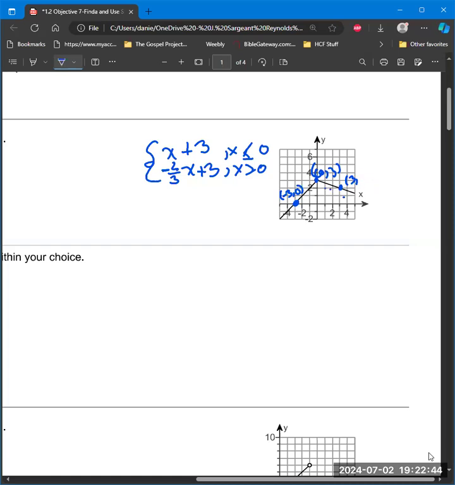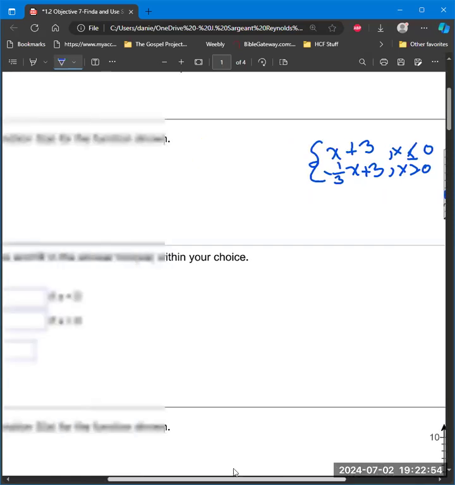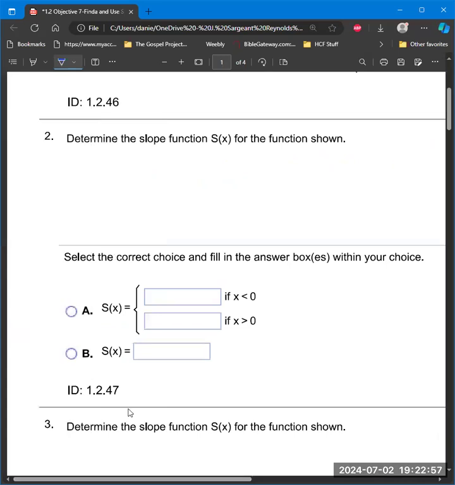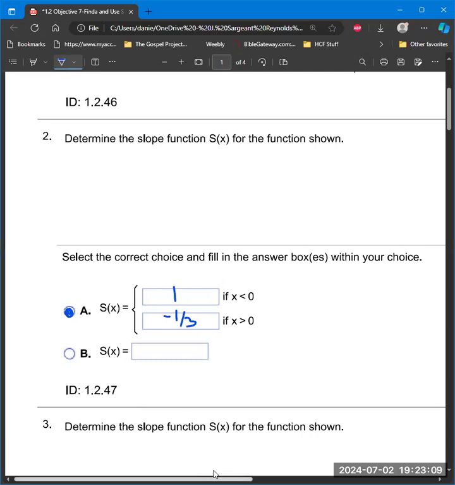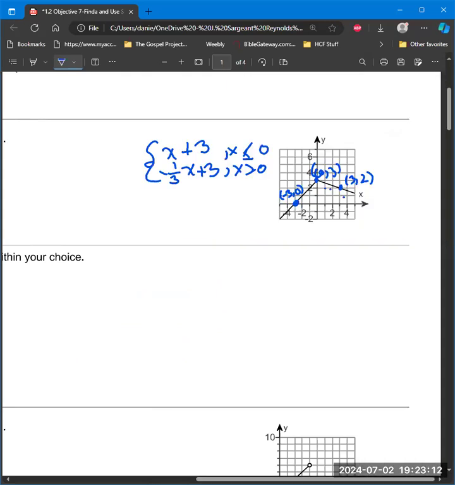This is down 1, right 3. There we go. So that makes my slope 1 when x is less than 0, and negative 1/3 when x is greater than 0. Again, I should have calculated the slope manually here: y2 minus y1 over x2 minus x1 is a negative 1/3.